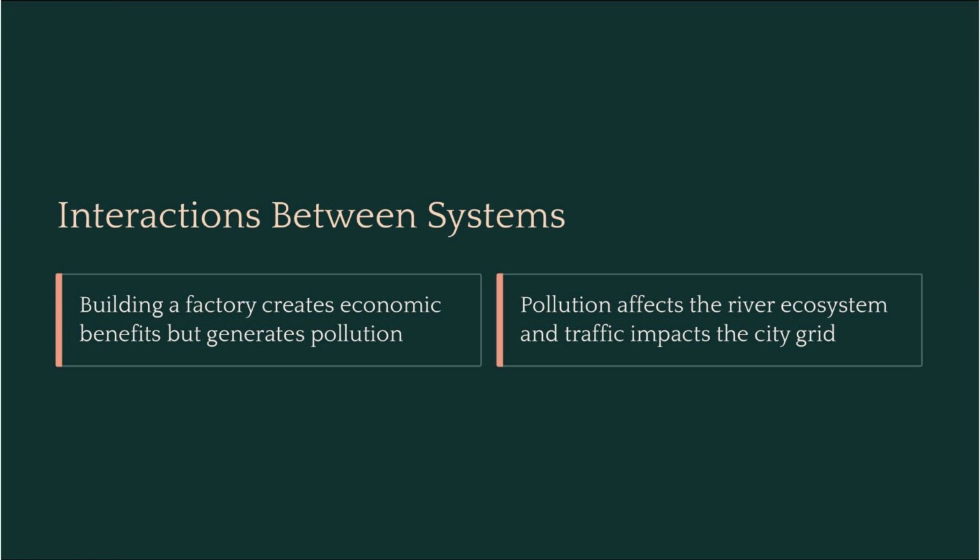Things get difficult when we look at the interactions between systems. Very few systems exist in a vacuum. For example, building a factory creates economic benefits. That is one system, but it also generates pollution. That pollution then interacts with a second system. It affects the river ecosystem. Furthermore, the trucks driving to the factory impact the city traffic grid. So one decision, build a factory, simultaneously impacts the economy, the environment, and the transportation network.